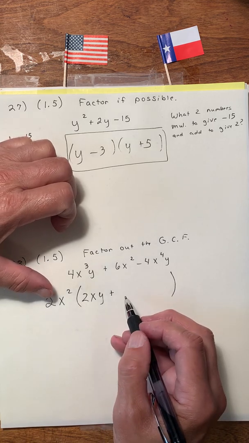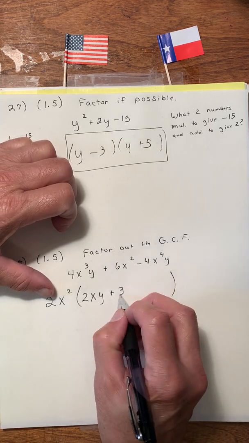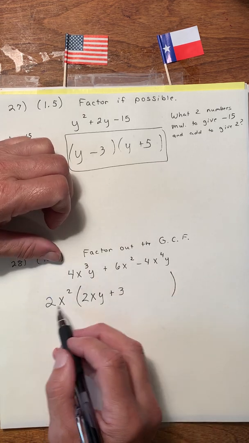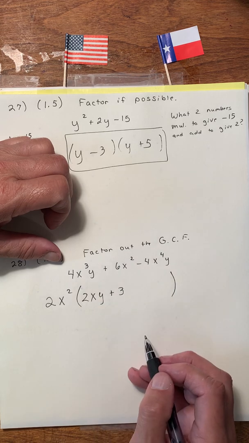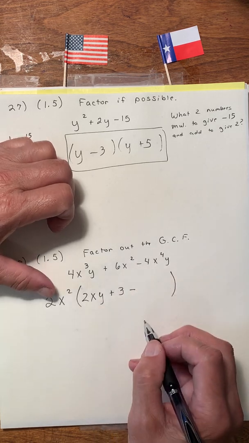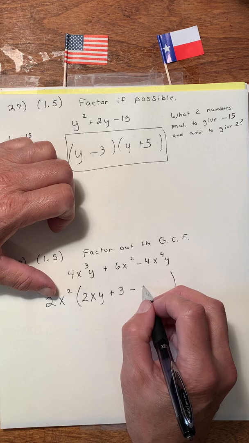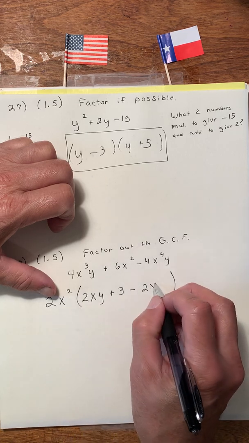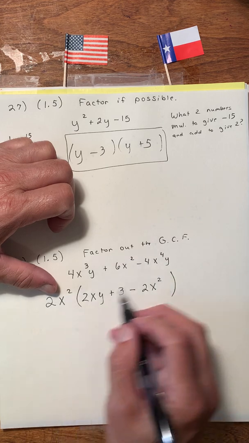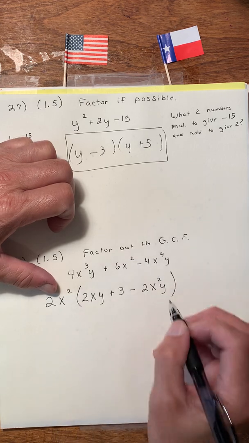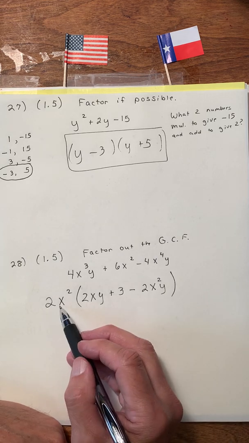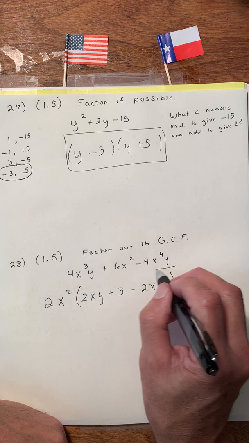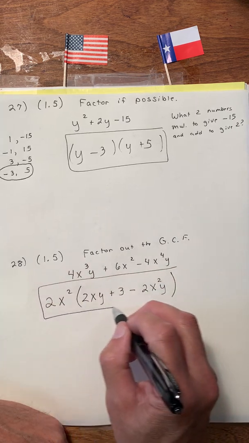Finally, next, 2 times what gives me 6? That'd be 3. X squared, I already got an x squared, so I don't need anything else. 2x squared times 3 does give me that. Finally, 2 times 2 is going to give me the 4. I got x2, I need x4, so I need 2 more x's. I don't have any y's, I need a y, so I need 1 more y. Again, multiply that times that to see if you get that. There's the greatest common factor factored out.